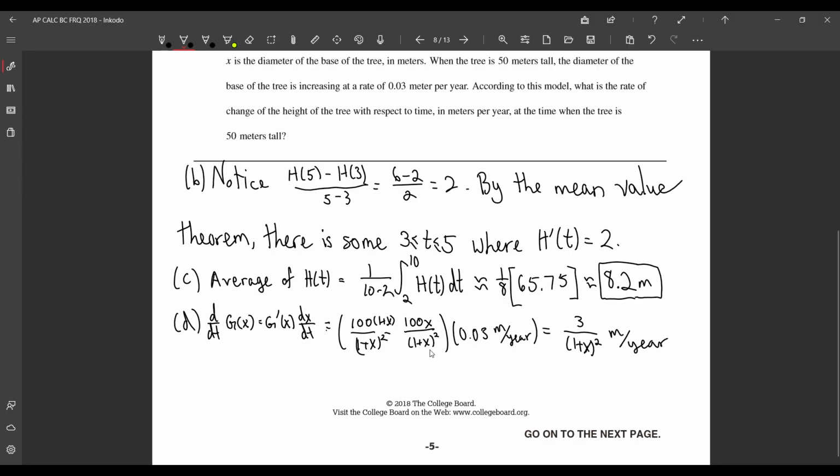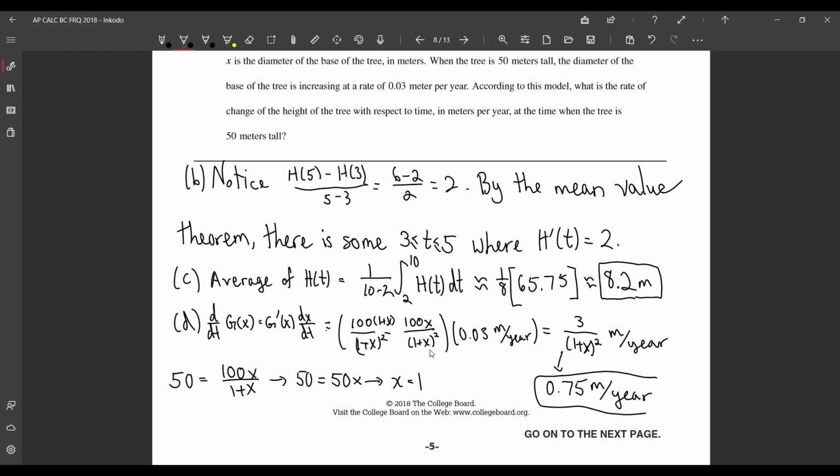So now we have to find out what x is. So we have 50 equals 100x over 1 plus x, which implies 50 equals 50x, which implies x equals 1. So the rate of change is 0.75 meters per year. So pretty interesting problem overall.